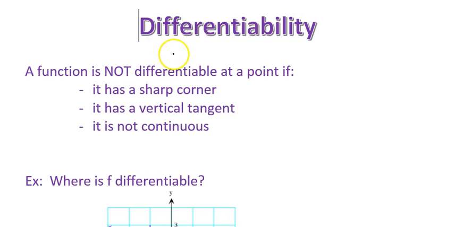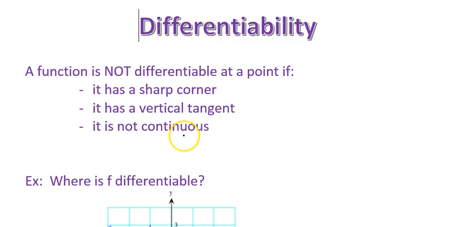This lesson is on differentiability, and we've actually already talked about that a little bit. If you remember, differentiability is the ability to take the derivative of something, and so that is something that we have to look at algebraically and graphically. So we're going to focus on the graphical part again today. Just as a reminder, a function is not differentiable at a point if it has a sharp corner, or a vertical tangent, or is not continuous.